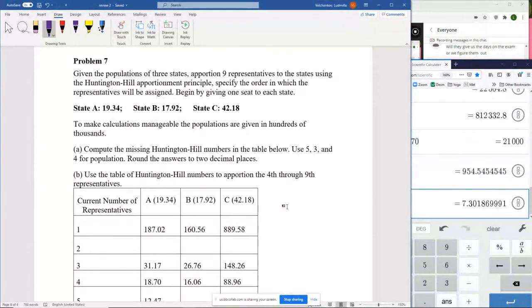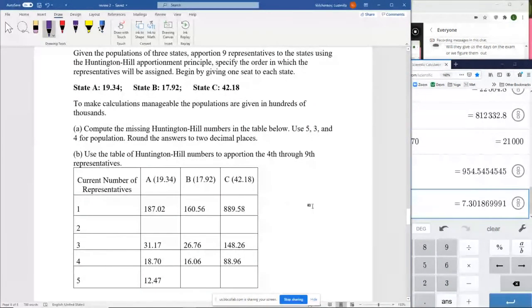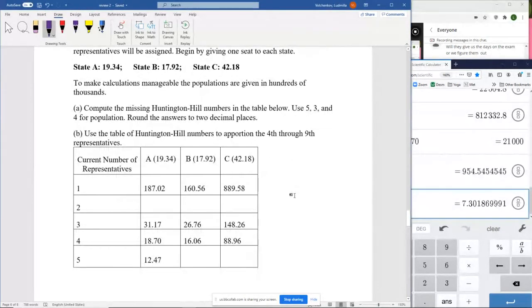You have the table of Huntington-Hill numbers partially filled. On the test, one line will be missing. And here I have more missing blanks just to give you more practice for this. So first we must fill out the table. Okay, in the first line, the current number of representatives is 1. In the second line, it is 2.